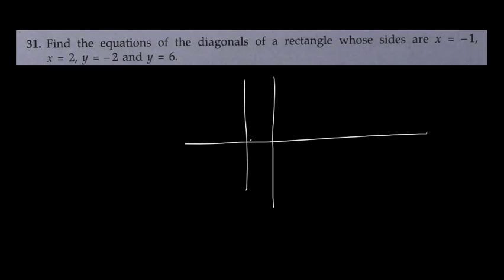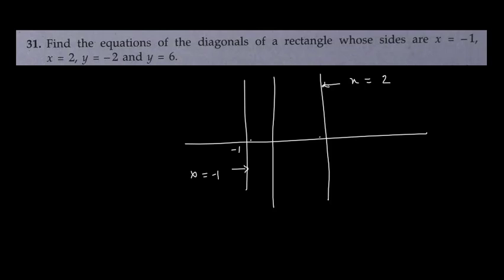Now here you have to find the equation of the diagonals of a rectangle whose sides are x equals minus 1, x equals 2, y equals minus 2 and y equals 6. So on the coordinate axis, if we draw all these lines, x equals minus 1 is passing through this minus 1, and x equals plus 2 is here.